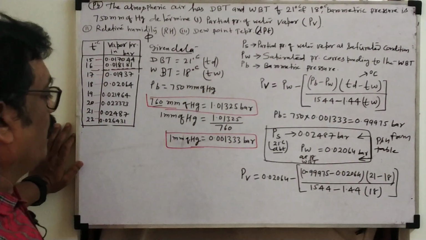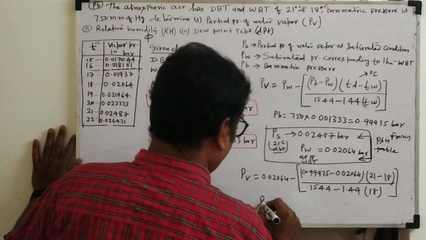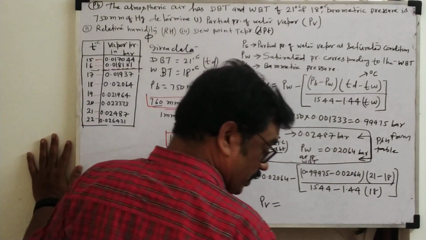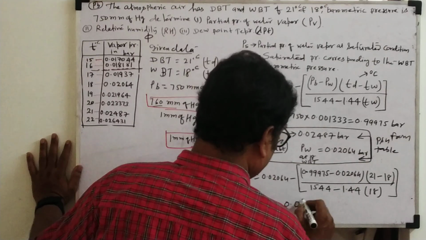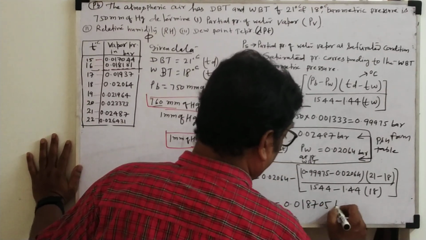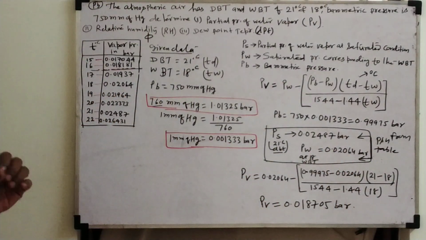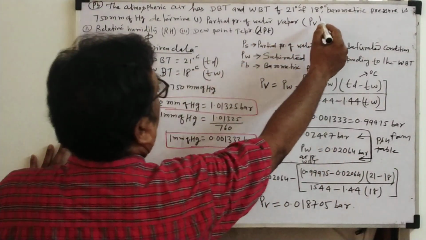Now if we solve this, we get the PV value. Already we calculated. So the PV value we got is 0.018705 bar. PV value we got now. Now you know the PV value.